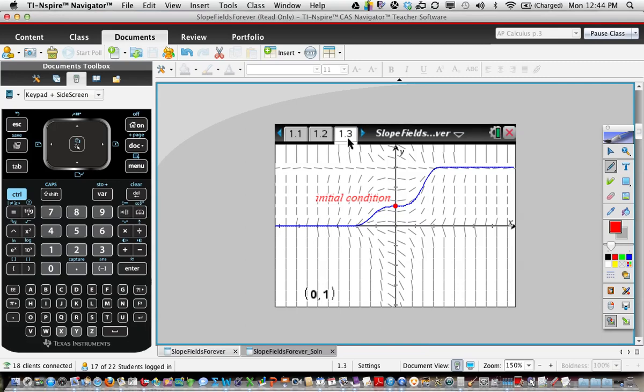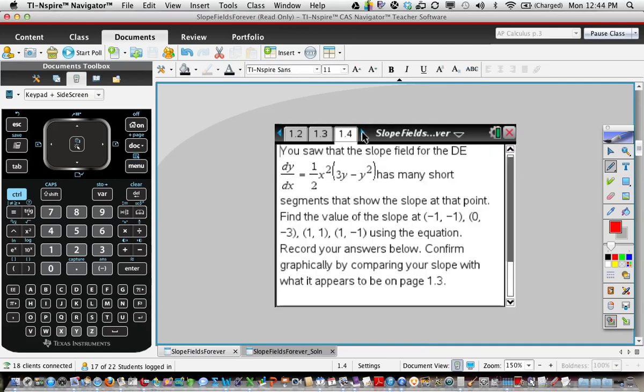Okay, go ahead and go to the next page on your calculator, and that's the second question on your worksheet. So go ahead and do that. And you can talk with a partner if you want to or whatever, but the second question on the worksheet, go ahead and do that.